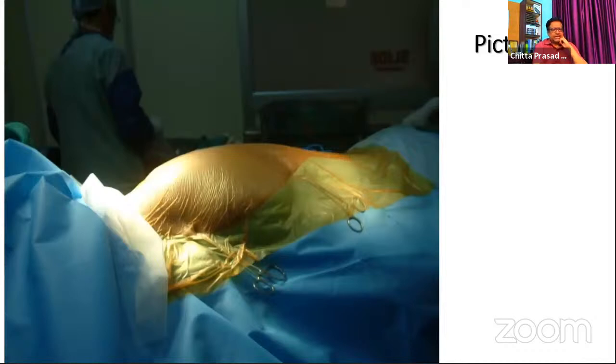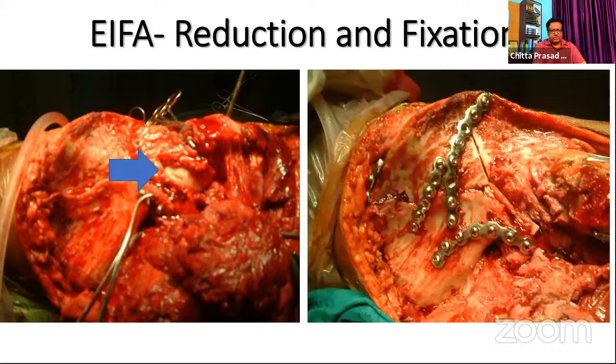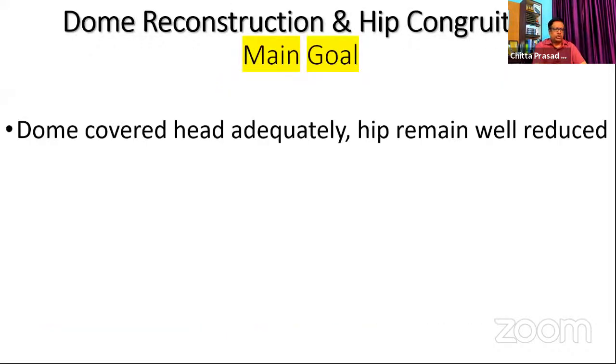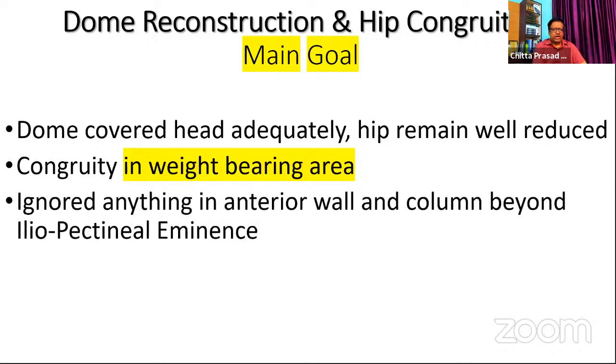The site was isolated from the sacral sore and the bladder repair. This is before the reduction. After the exposure, you can see the head of the femur uncovered. This was reduced and fixed. And the main goal here remained that we should get a dome over the head of the femur and check that the dome is in congruity with the weight bearing area. And we ignored the anterior wall and column beyond the iliopectineal eminence.